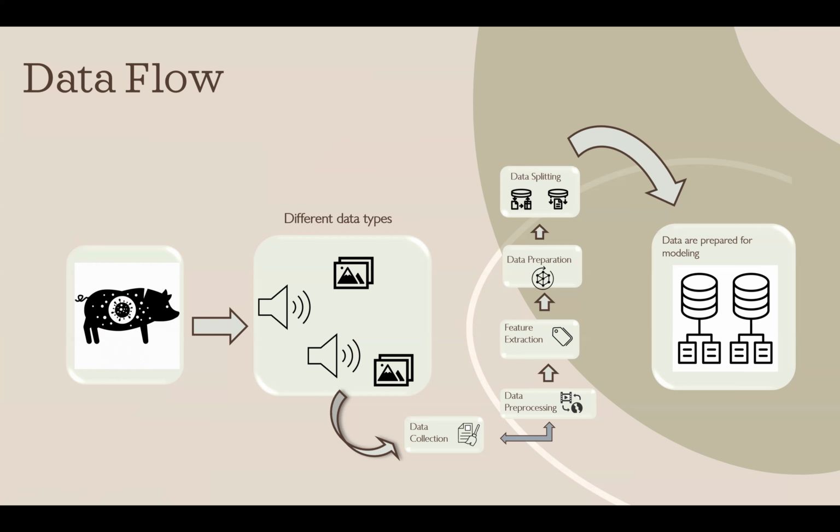The first step is data collection, where we collect different kinds of audio samples as well as image samples. Then we do data pre-processing. As there are two different kinds of data types, we have to do different data pre-processing as well as feature extraction. In feature extraction, we extract the features from the audio data as well as the image data. Then we do data preparation, where we split the data into 60, 20, 20%. And finally, the data will be made ready for modeling purposes.